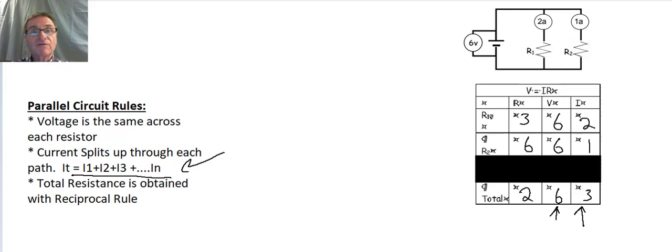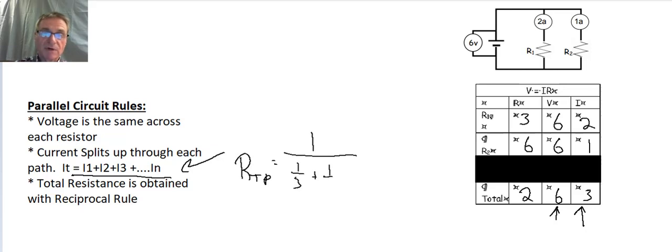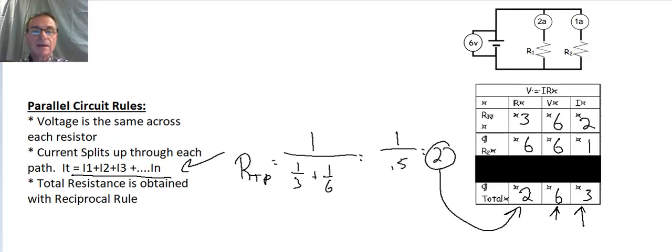Let's verify that using the reciprocal formula. So RTP is going to be 1 over 1 over 3 plus 1 over 6. And when we plug that into the calculator, we get 1 over 0.5, which equals 2, which is the same thing that we got there. So this is how we solve a parallel circuit.